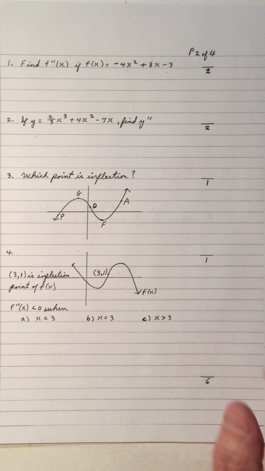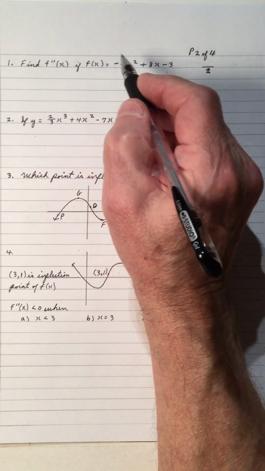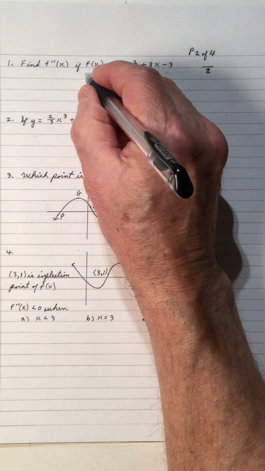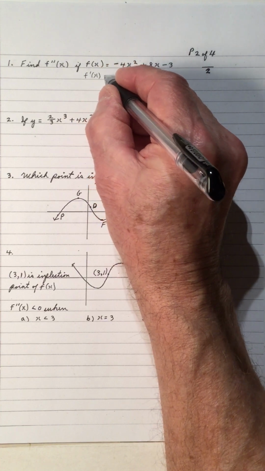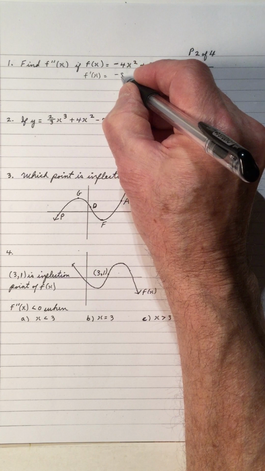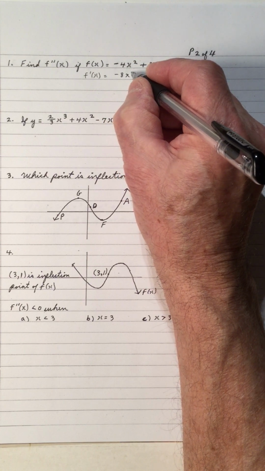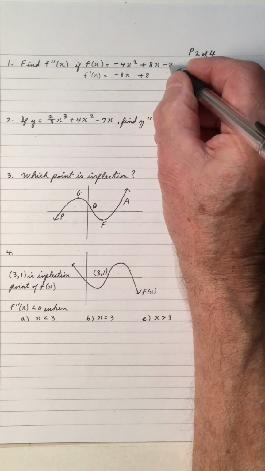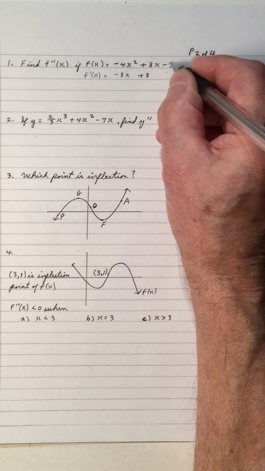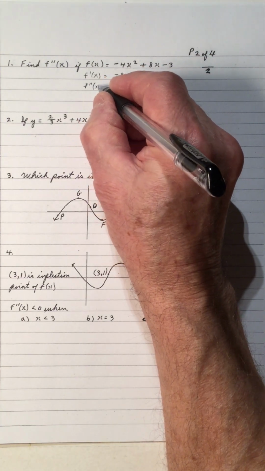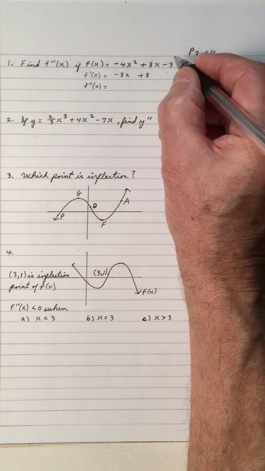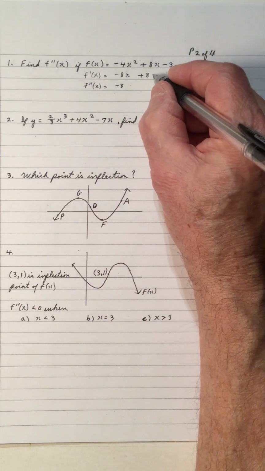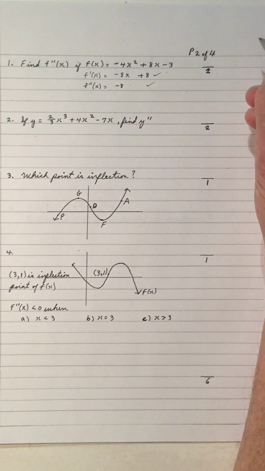Number one, find f double prime if f of x equals negative 4x squared plus 8x plus 3. So f prime, the first derivative: negative 4 times 2 is negative 8, x to the power 2 subtract 1 is 1. And the derivative of 8x is 8 because it's linear. And the derivative of a constant is 0. For the double prime, the derivative of negative 8x is negative 8, and the derivative of a constant is 0. So if you have this step, you get 1. If you have this, you get 2 marks.